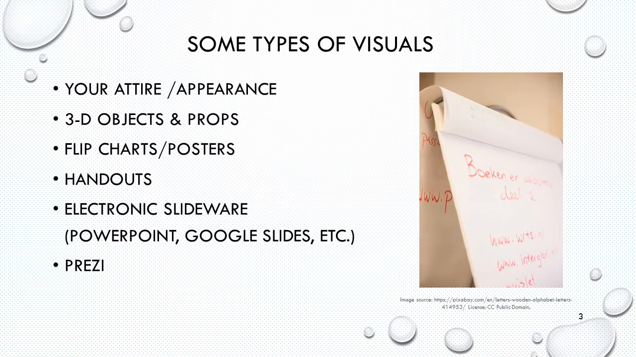There are different types of visual aids that can be incorporated into your speech or presentation. One of them is your attire, or how you dress, or your physical appearance and how you appear to the audience. Another type of visual aid is a 3D object or objects that you might bring into the venue where you're speaking, such as perhaps a musical instrument or other types of props that you might use. Also, you could potentially use flip charts or posters.